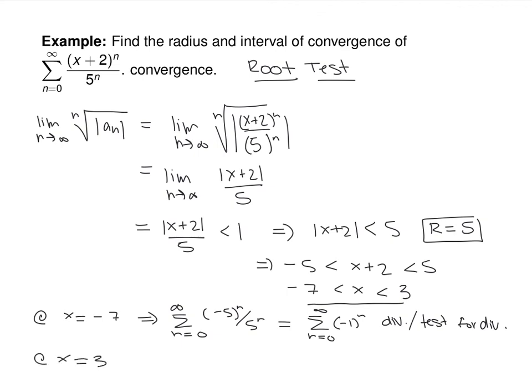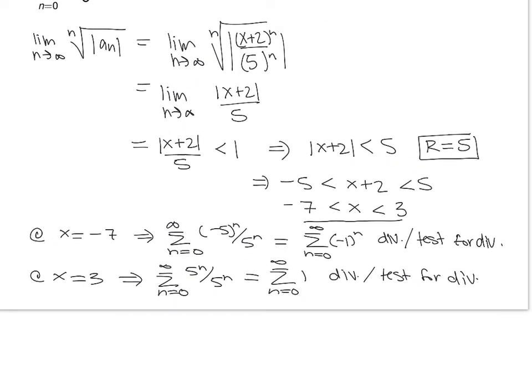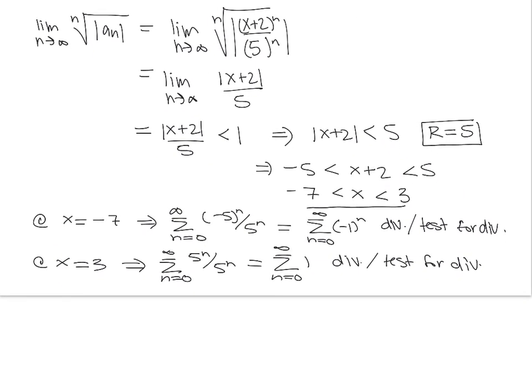At x equals 3, you get the sum from n equals 0 to infinity of 5^n over 5^n, which is the sum from n equals 0 to infinity of 1s, which also diverges by the test for divergence. And as a result, the interval of convergence does not include either endpoint. So the interval of convergence is either negative 7 to 3 with parentheses, or you can give it as negative 7 is less than x, which is less than 3.